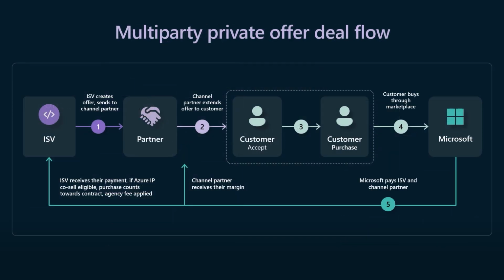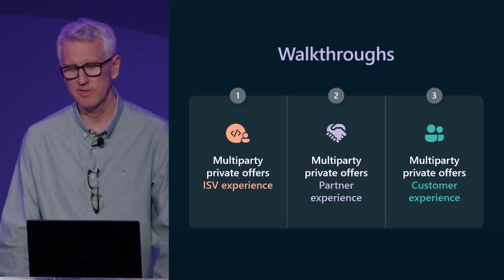Okay, so let's now take a quick look at the MPO deal flow, which also includes the payout. So we know the ISV creates the private offer as described previously and includes the channel partner. Now the partner extends the offer, adding their margin, T's and C's, etc. Then through the Microsoft commercial marketplace, the customer reviews that offer and completes a 2-stage process. The first being accepting it and the second being purchasing it. Now, once the customer completes the purchase, Microsoft pays the ISV and the respective partner in accordance with the payout schedule. And we'll take a look at the payout schedule at the end of this session. The partner receives their margin and the ISV receives their payment minus the 3% agent fee. Okay, so we now understand the MPO deal flow.